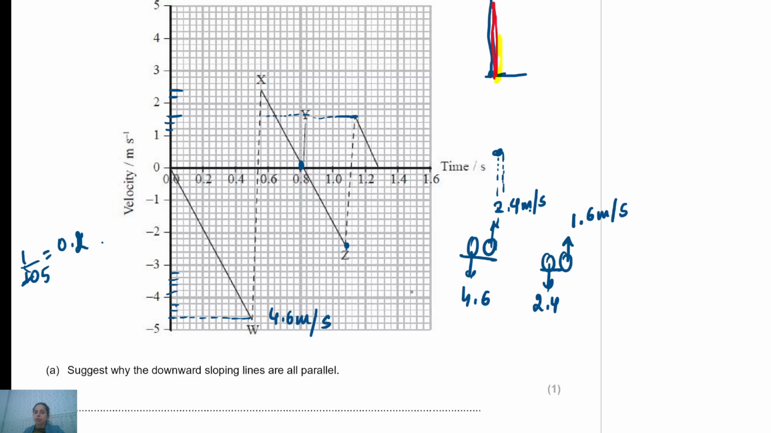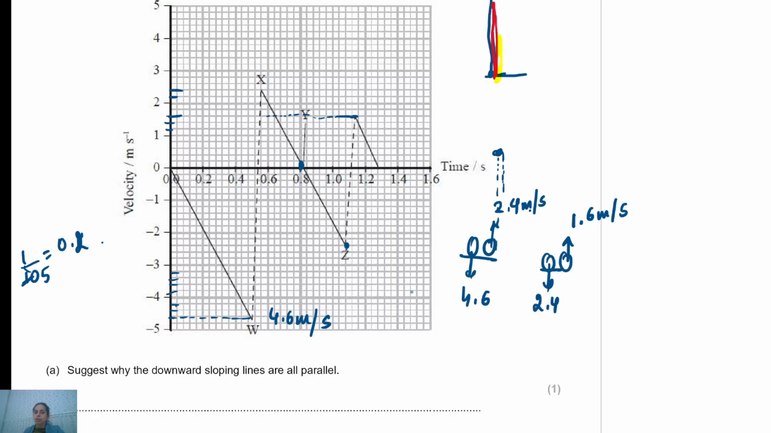Have you got this part? Fine. If not, pause, rewind. Yeah, you know the drill. Now, suggest why the downward sloping lines are all parallel. Now, why is this line and this line parallel?